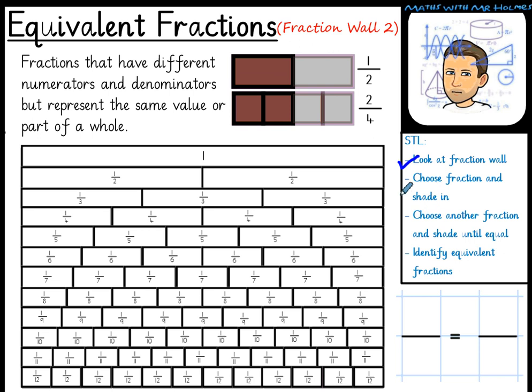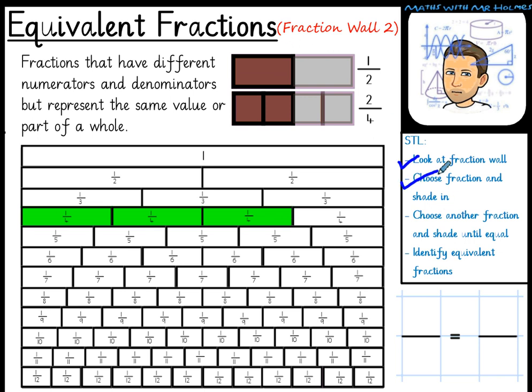Now, let's choose a fraction and shade it in. With our fraction wall 2, we're going to do something slightly different. In fraction wall 1, we looked at unit fractions, where we only had one piece, or the numerator was 1. We are going to have a look at non-unit fractions, where we have more than one piece. So we'll pick a fraction, quarters, and we're going to have a look at 1, 2, 3 of them, or 3/4.